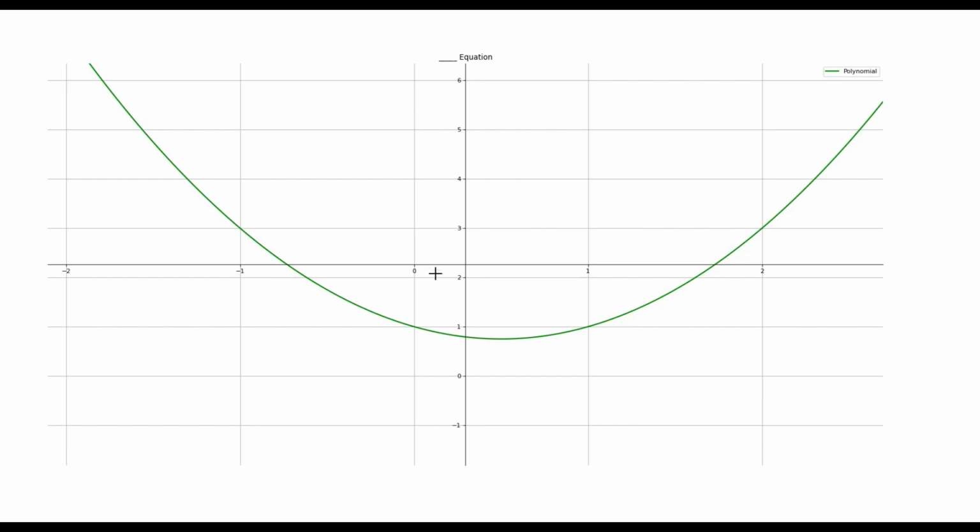So let's verify. For input of y is equal to 0, trace where the graph is. Graph is over here, the output is 1. So for input of 0, the output is 1. Right, that's correct. For input of 1, the output is 1 again. That's also correct. For input of 2, the output is 3. Right, that's also correct. So this is how you can verify graphically.